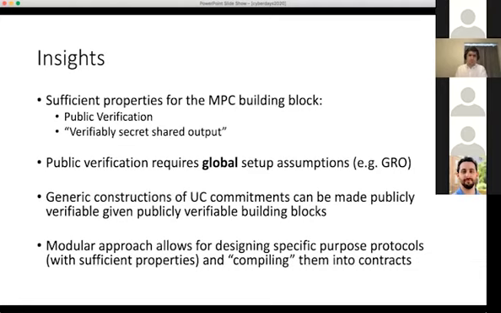Some of the insights from this work is that we can use MPC schemes that have this public verification and verifiably secret shared output in order to compute on private data in such a way that we can publicly show that someone has cheated or that a given output was obtained. And apart from more technical insights from the theory of cryptography, we also have shown that our modular approach can be used for compiling specific purpose protocols that do specific computations into privacy-preserving smart contracts, essentially.